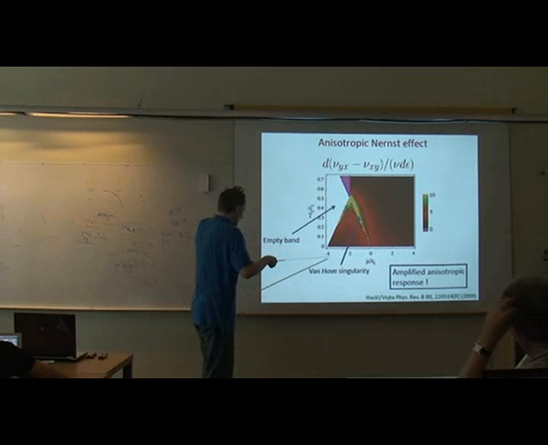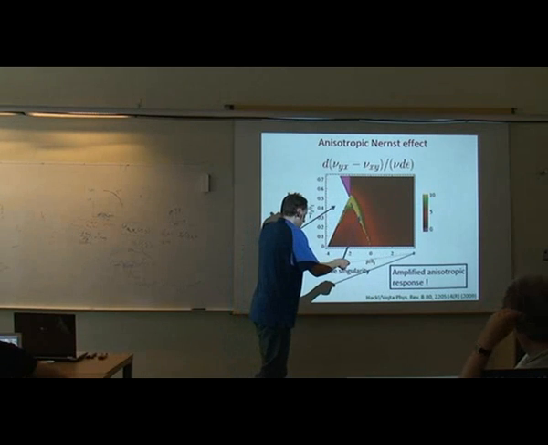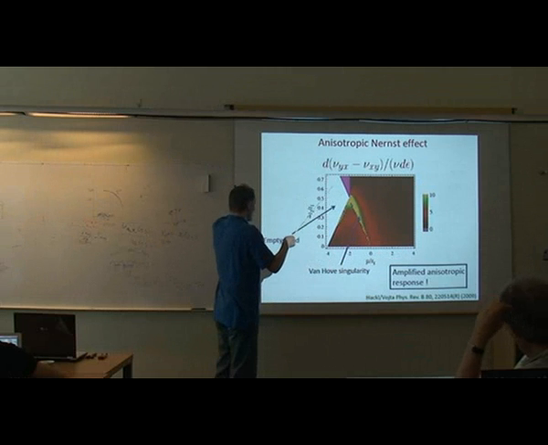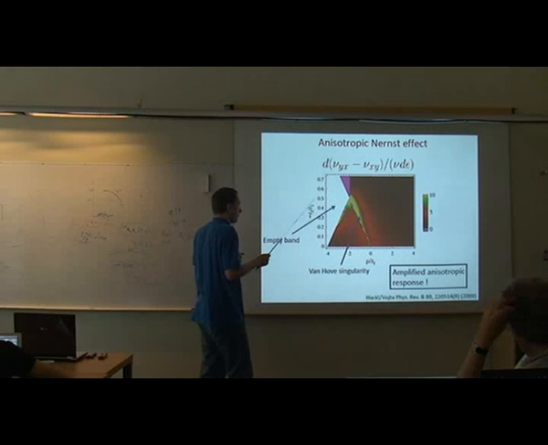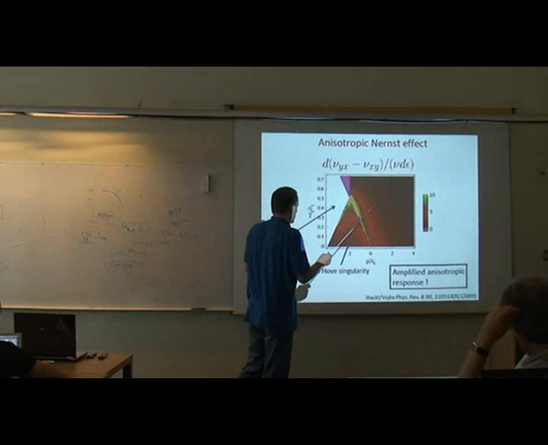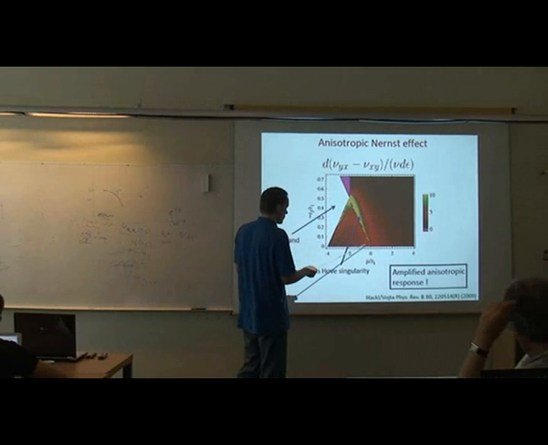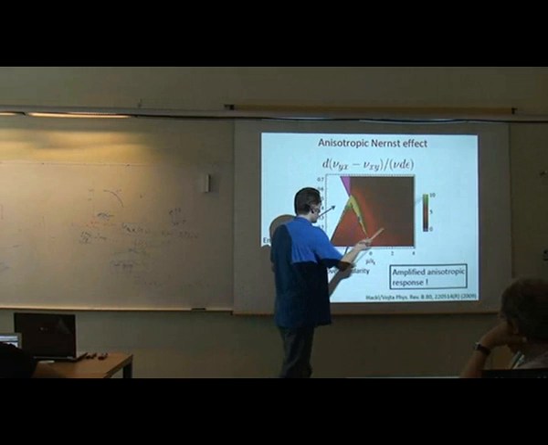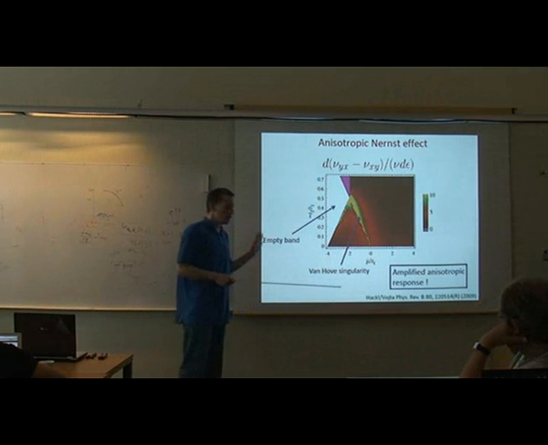The bandwidth is 4 exactly, from -4 to +4 in units of T1. And there's no filling just here. What you see here is essentially this Van Hove singularity I referred to. This is at mu over T equal to some constant, I think. At this Van Hove singularity, you see a strong enhancement of this anisotropy, interestingly.